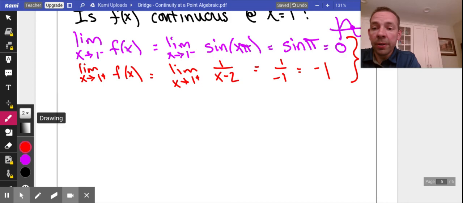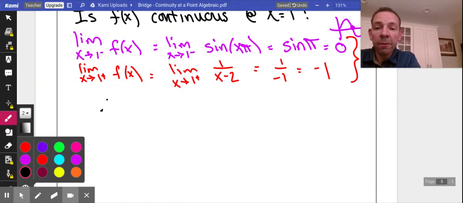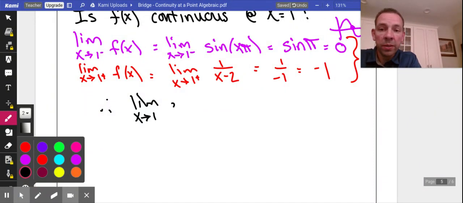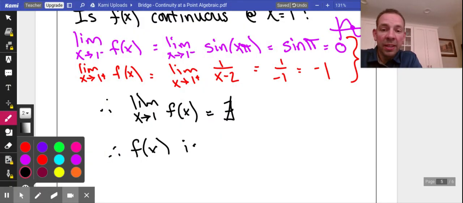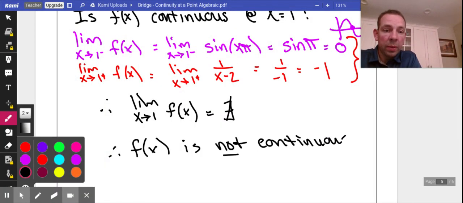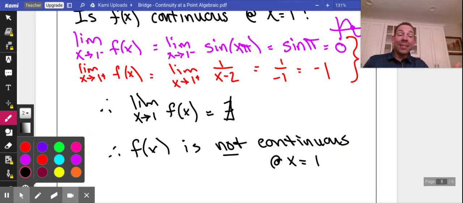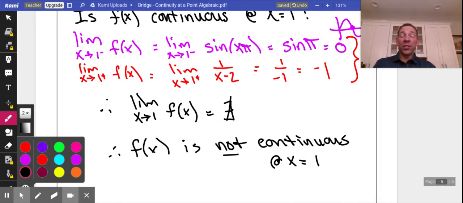Let's see here. Therefore, the limit as x approaches 1 does not exist, and therefore f of x is not continuous at x equals 1.